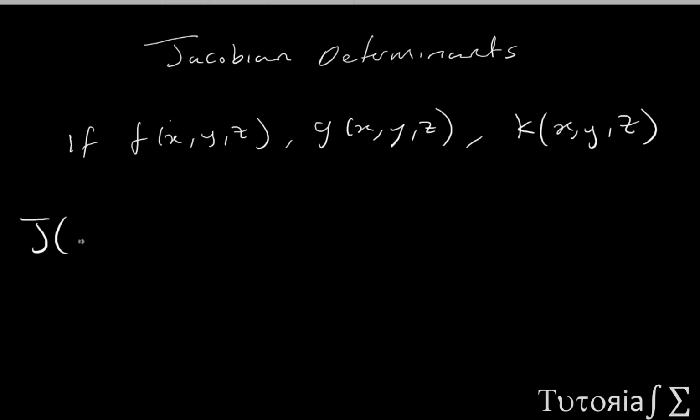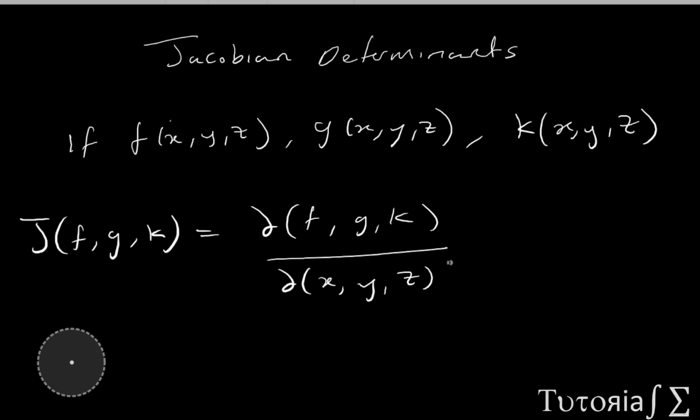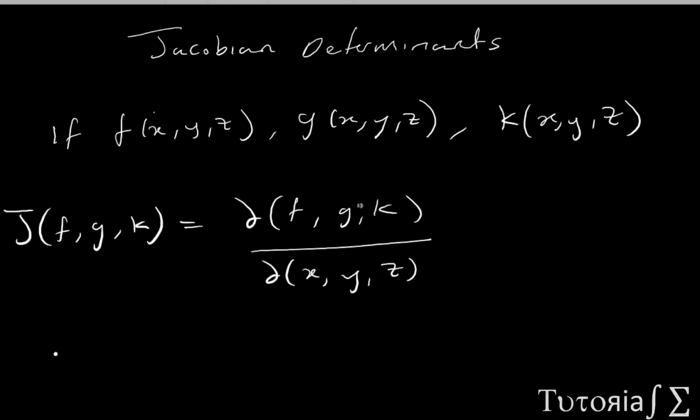then the Jacobian of f, g, and k is simply equal to the partial derivatives of the three functions, which are f, g, and k, with respect to the variables x, y, z. Make sure that if you have three functions, you also have three variables. You should check the variables that are in the functions. In total, there are three variables x, y, and z, meaning there should be three functions and three variables. This is because the determinant of a matrix only exists for square matrices.